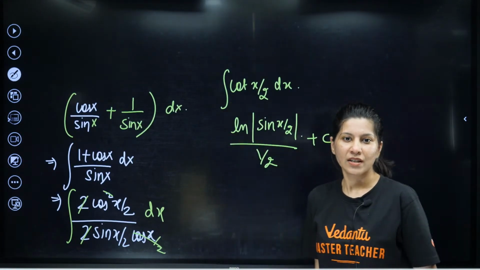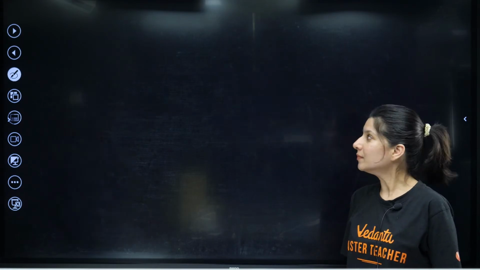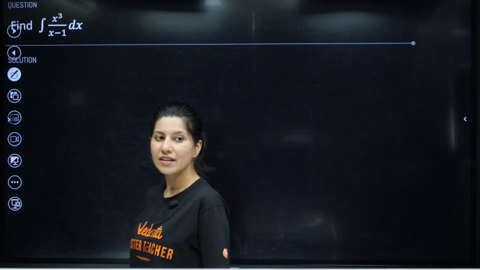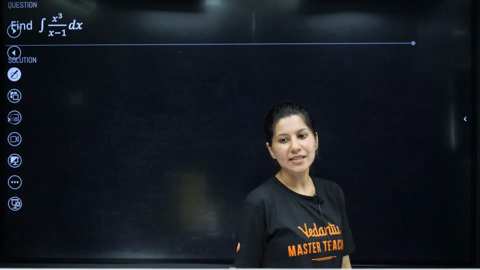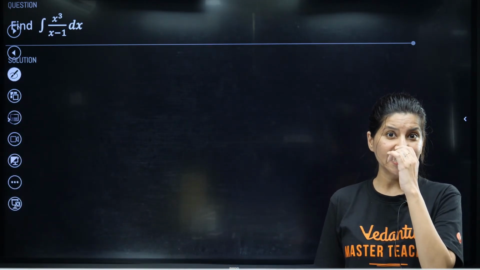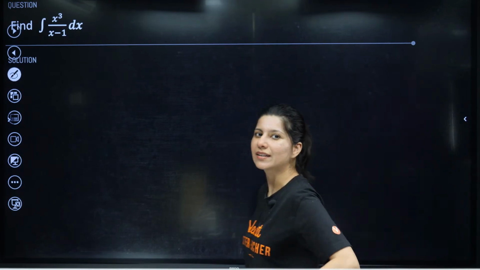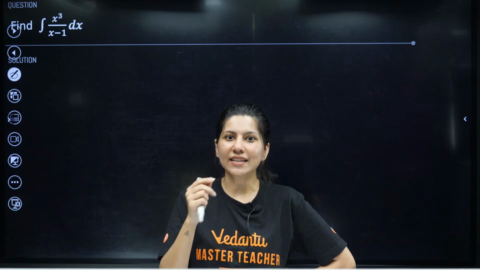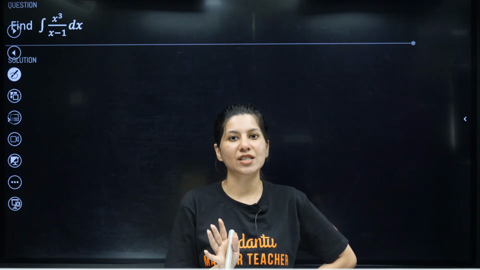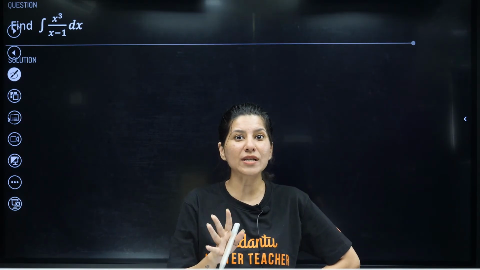Chalo. Let's move on to the next problem. Let's see what's there in our next slide. Okay, so this x cube upon x minus 1 is something which we need to integrate. So understand what is happening. Right now we can't integrate, so we have to do some manipulation.